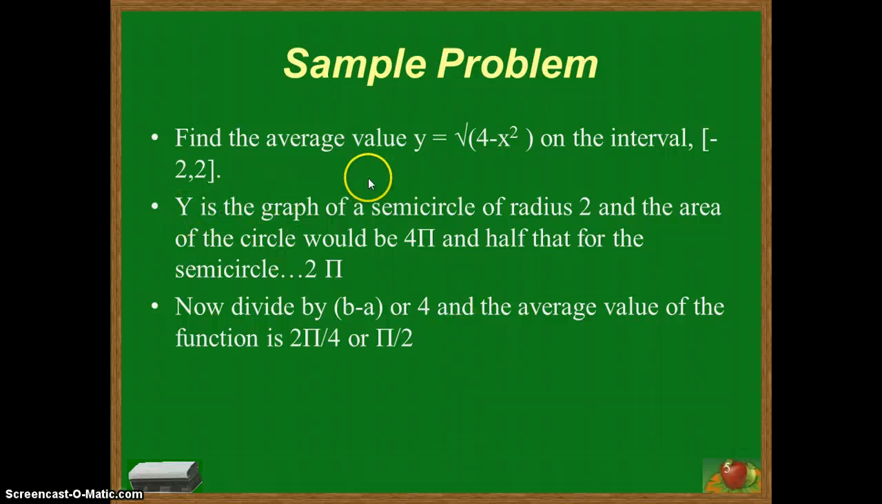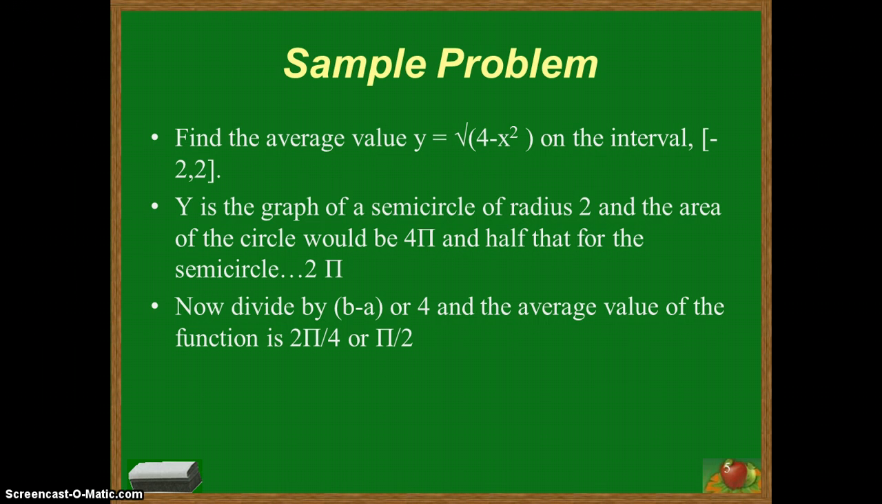Here's a sample problem. Let's find the average value of the function y equals the square root of 4 minus x squared on the interval [negative 2, 2]. The first thing we would have to do is find the definite integral, the area under this curve. Right now, we only have really two ways to do this. One is what we learned in the first part of this section: we could take the sum of many rectangles and add their areas up, and that would be an approximation of the area under this curve.